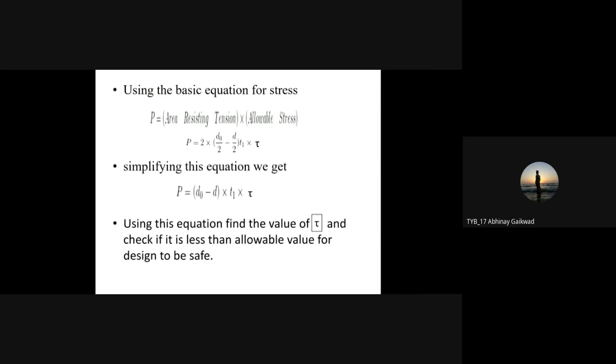Okay. Everybody is getting? Please give me feedback in the chat box. Yes, you have written something. Yes. Wow. You have given the answer for the area: T1 into DO minus D by 2. Good. And doubling the area. Very good. So you are getting the things which you are learning. Very good. Shall we move further?